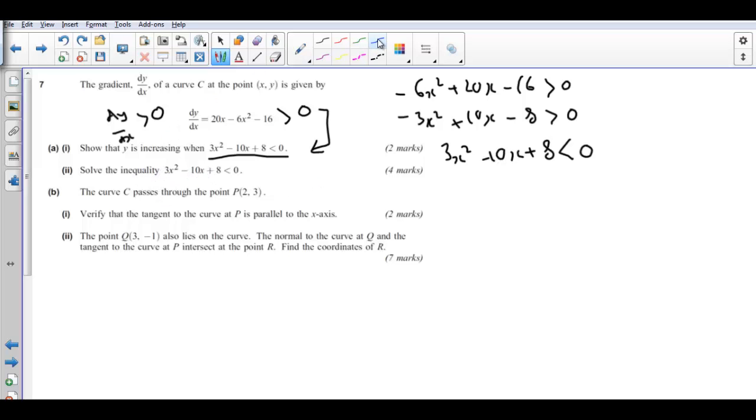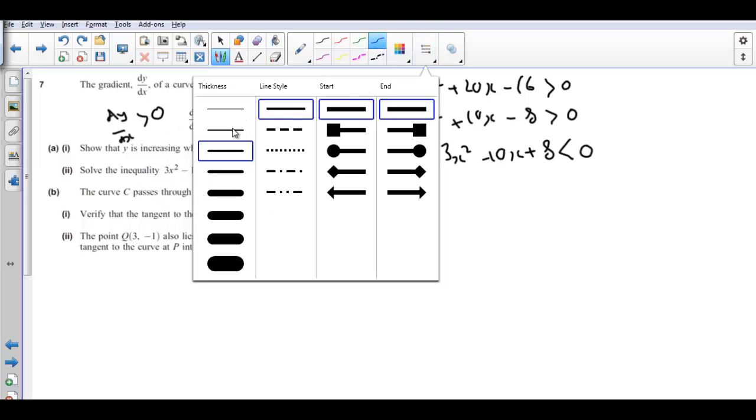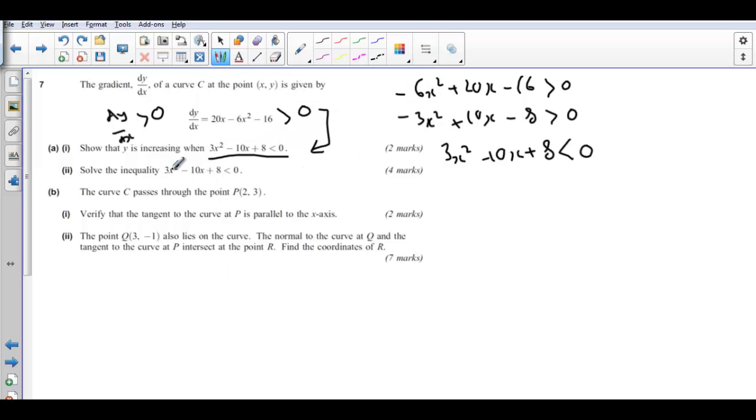Okay, part B, solve the inequality. So this time we've got an inequality. We're thinking, what does it look like? This is a standard quadratics question now, just put in with a differentiation question. I wish it would factorize. Okay, let's have a look.